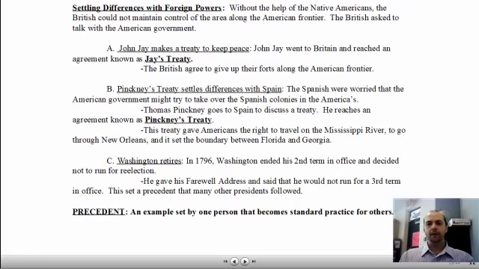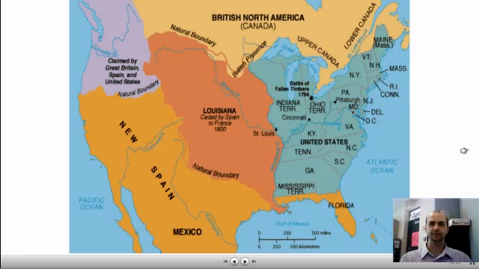So since Washington was the first president, he created a lot of precedents, and a precedent is an example set by one person that becomes standard practice for others. Some of those precedents are the fact that he gave a farewell address, that he would give an annual State of the Union address, that he would only serve 2 terms in office, and there were many others. And Washington was lucky because he got to set those precedents, and he did a really nice job. And other presidents after him obviously followed those precedents.